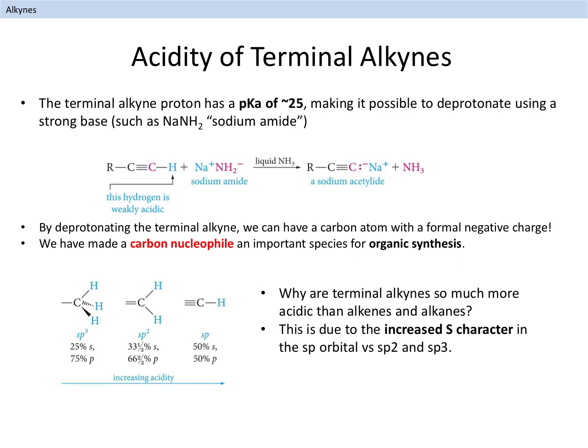A terminal alkyne is an alkyne with a triple bond at the end of the carbon chain. This means there's a hydrogen atom attached to one of the carbons of the triple bond. One of the most interesting and useful properties of terminal alkynes is the acidity of their terminal hydrogen atom. Terminal alkynes, which have a pKa of 25, are significantly more acidic than alkenes and alkanes, which have pKa values of 45 and 50 respectively.